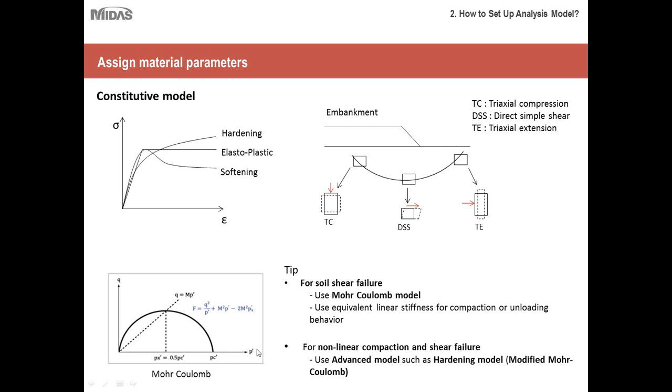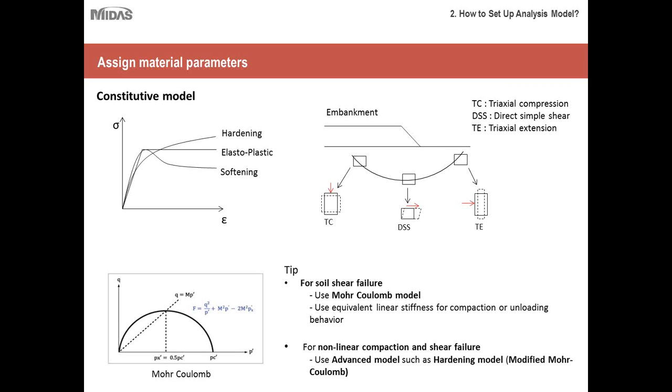And here's a tip for you. So for shear failure, when you are checking for majority of your applications, you should be using Mohr-Coulomb model, which is sufficient enough. And if you have to perform some kind of compaction and unloading behavior, then you should use Mohr-Coulomb model. In addition to it, you should use equivalent linear stiffness component to simulate compaction and unloading behavior.